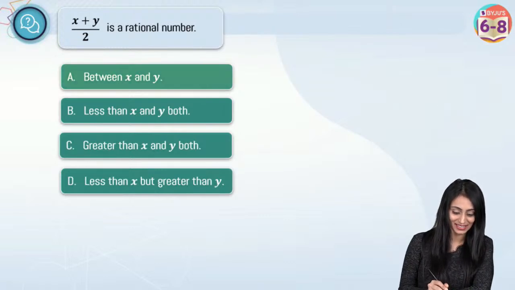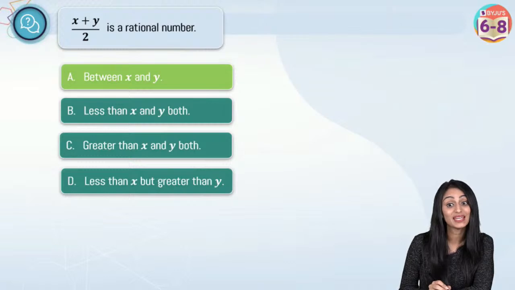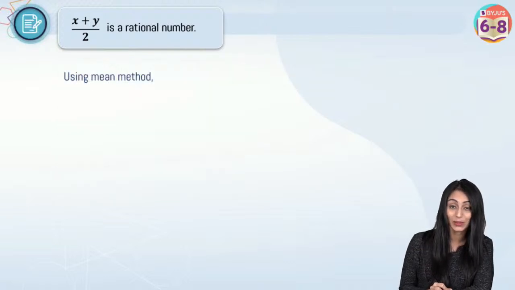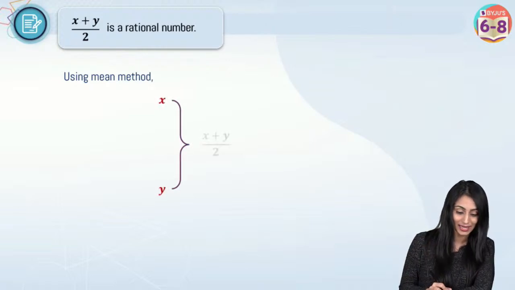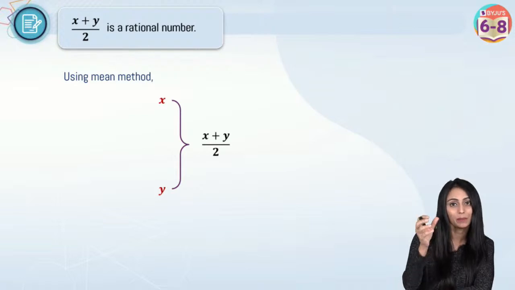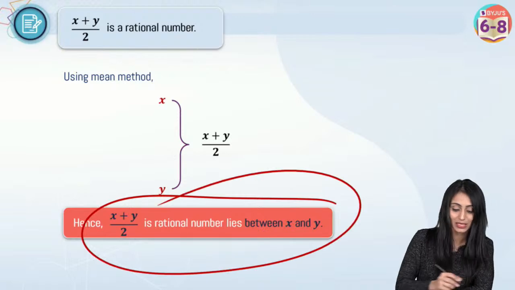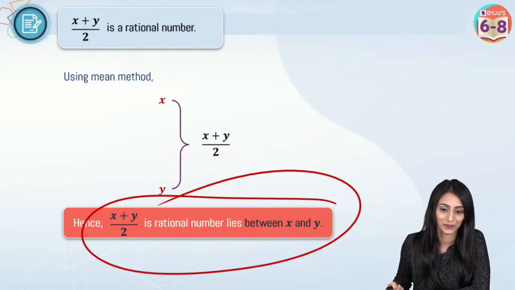Okay, let's quickly take a look at the answer then. Yes, it's between x and y, right? Because when you are dividing it, obviously it will lie between them. It's basically the mean of that, right? You remember we learned about the mean method. So when I'm taking the mean, it will be basically the middle value, the half of it. So it's a rational number that lies between x and y over here.